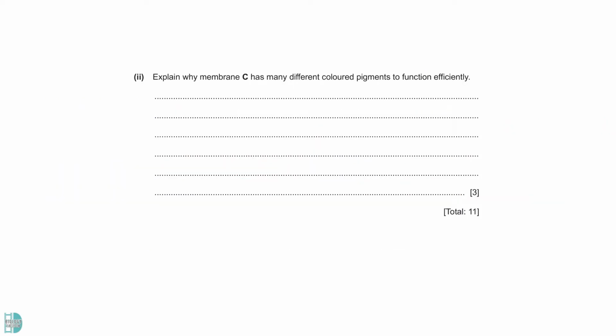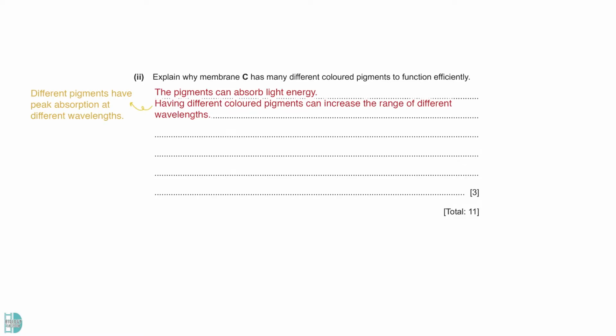B2. Explain why membrane C has many different colored pigments to function efficiently. The role of these pigments is to absorb light energy. However, different pigments have peak absorption at different wavelengths. Having different colored pigments can increase the range of different wavelengths to be absorbed. More light energy is available for photosynthesis.